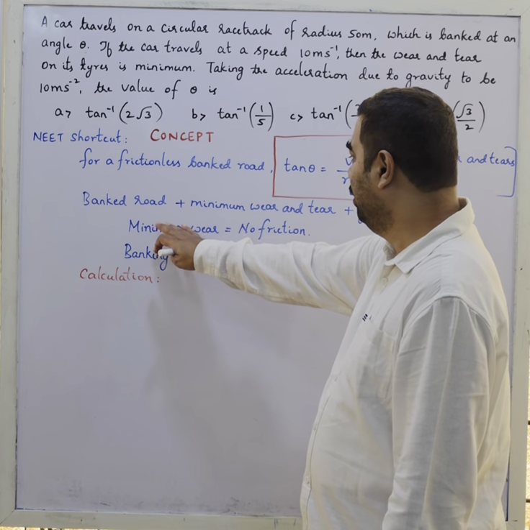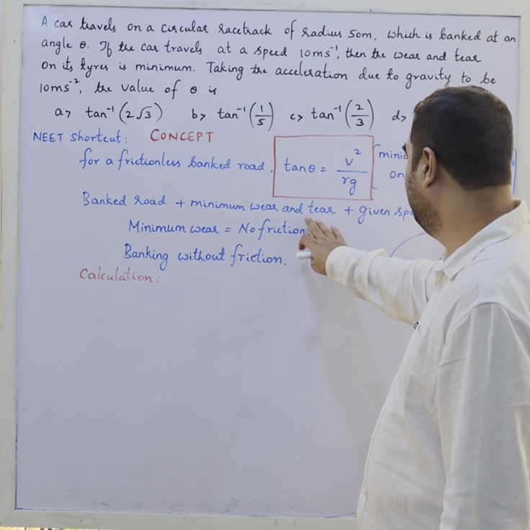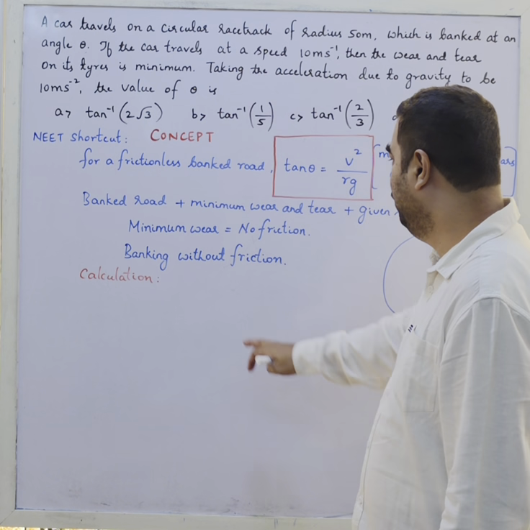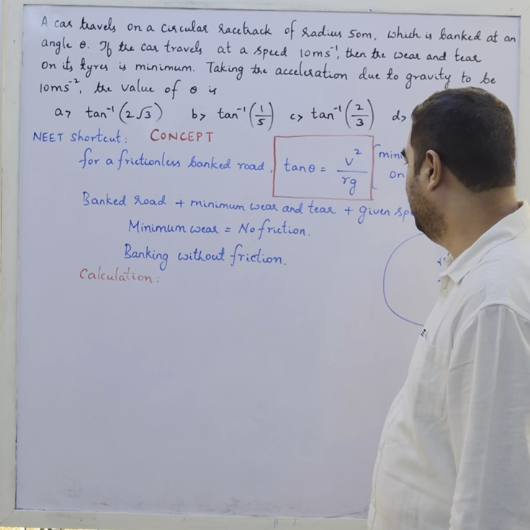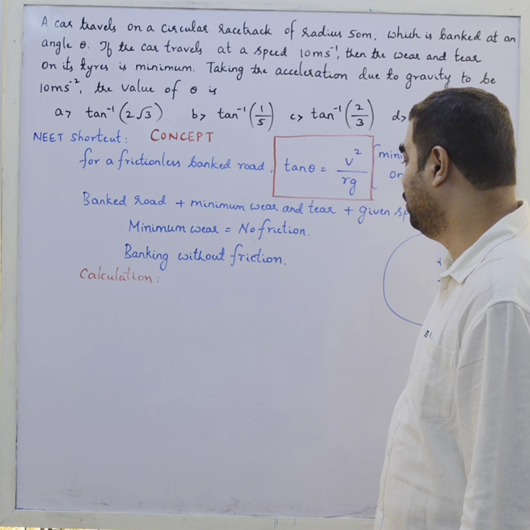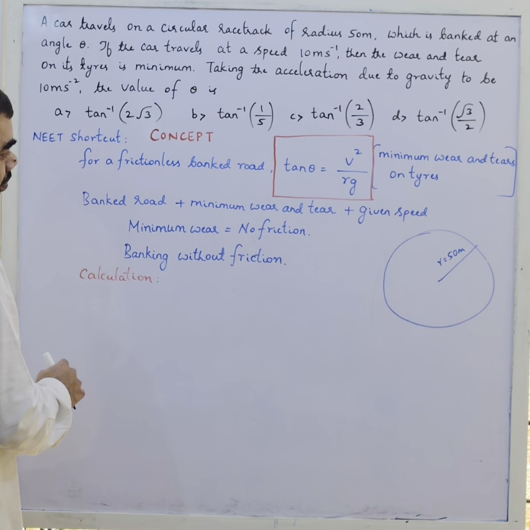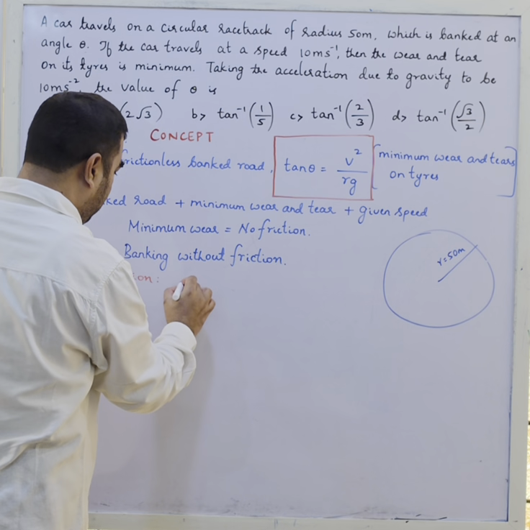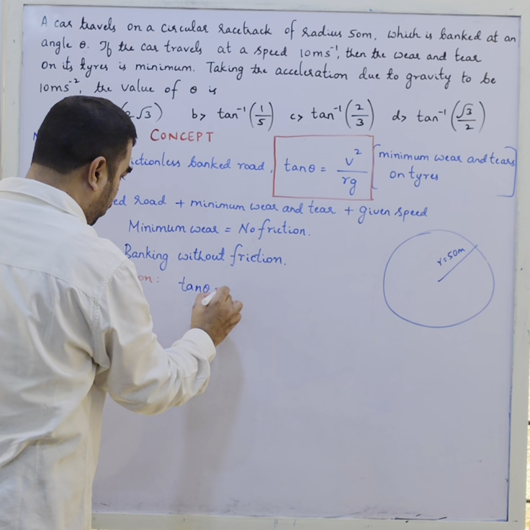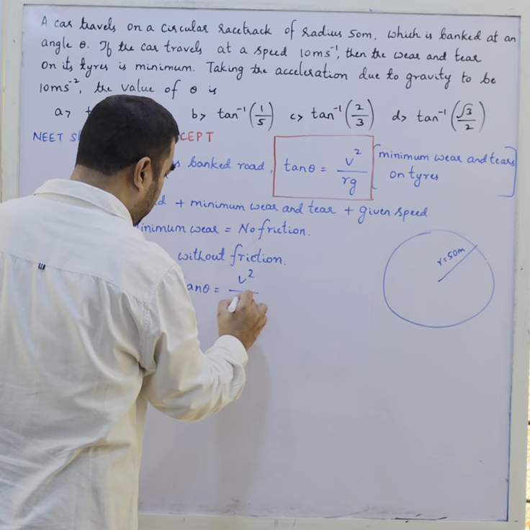Okay. Then, banked road plus minimum wear and tear and given speed. Minimum wear and tear means almost zero friction or no friction. So banking without friction. Now coming to the calculation part. I will take up this same formula: tan theta is equal to v square divided by rg.